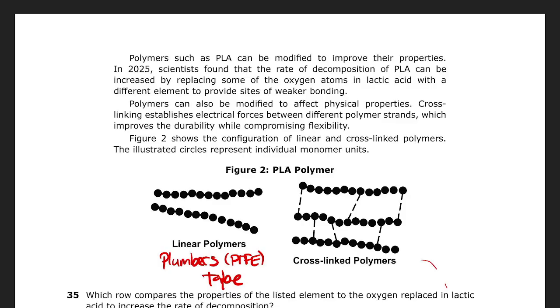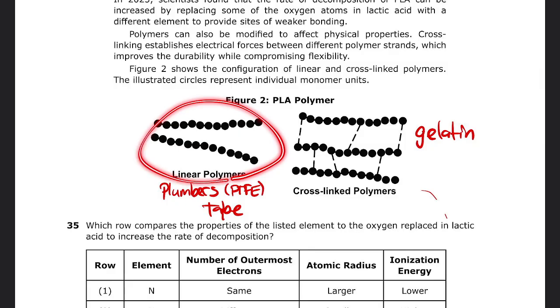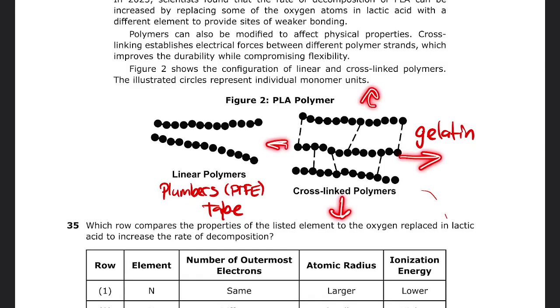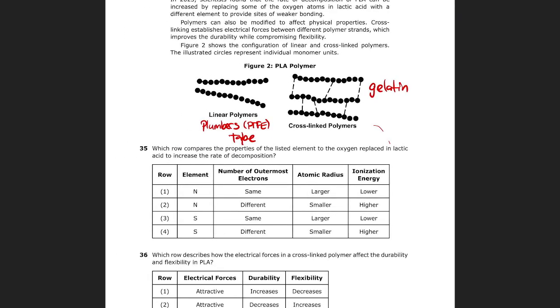And then this cross-linked polymer, this is going to be my gelatin. And you remember in this bend and stretch lab, you could not stretch the polymer this way. That didn't work, but you could stretch it this way. So it was still a little bit flexible. You couldn't stretch the gelatin either way. It was just rigid, it did not move. So that's kind of describing more durability. So that will be helpful with one of the questions.